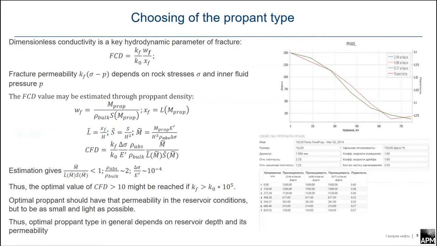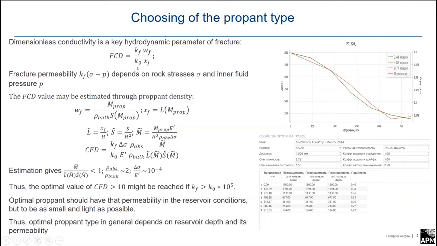So, from the beginning, choosing the proppant type, the idea is very simple. The main parameter of the fracture, which describes its quality, is dimensionless fracture conductivity. So if dimensionless fracture conductivity is rather high, like up to 10 and more, it would be an almost infinitely permeable fracture compared to the reservoir around. So we need to achieve these parameters.